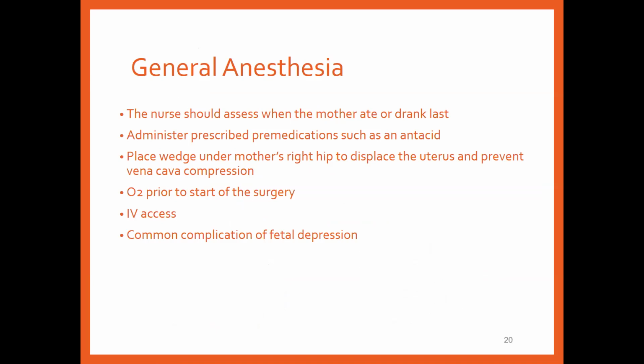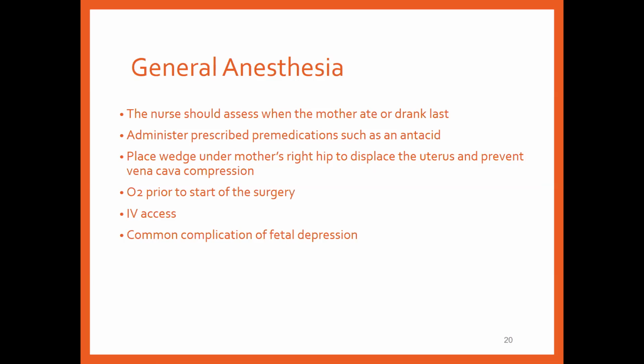General anesthesia. The nurse should assess when the mom last ate and drank, because that'll play a part on the anesthesia and if there's potential for aspiration. Administer the prescribed pre-medications such as an antacid, which will help if they have any aspiration, then it's at least not as acidic. We place a wedge underneath mom's right hip to displace the uterus and prevent vena cava compression, so then they're laying on their left side.